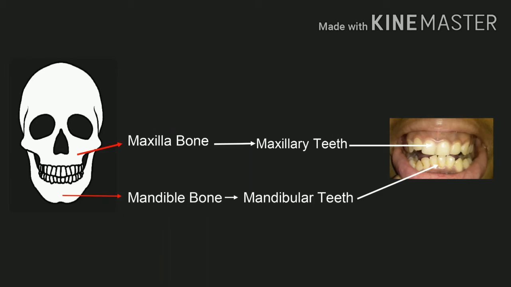The upper bone is your maxillary bone and the lower bone is your mandible bone. So teeth originating from the upper bone are your maxillary teeth and those in the lower are your mandibular teeth.